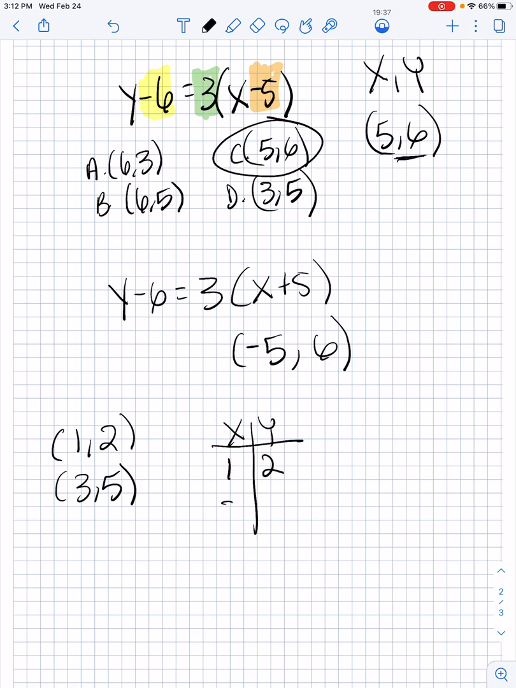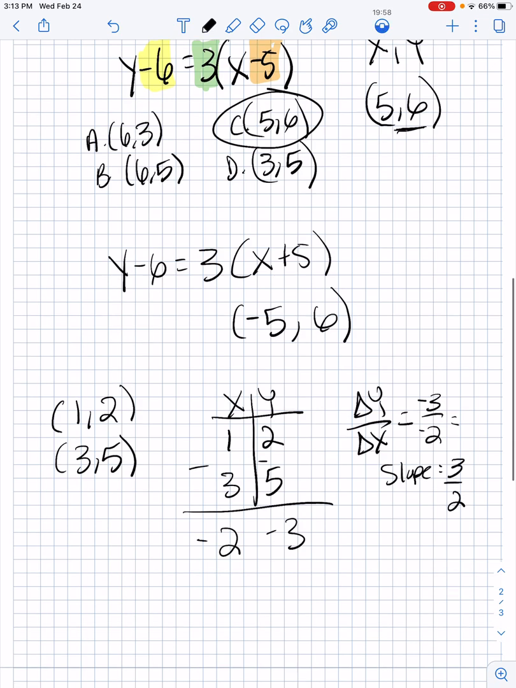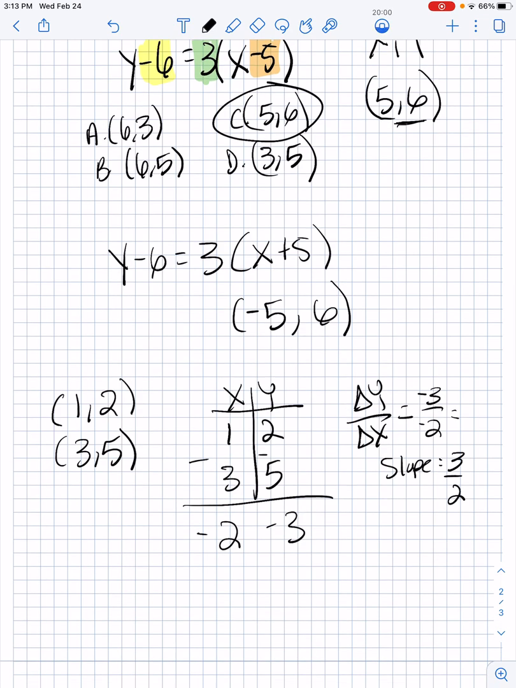So we have our x and y and our 3 and our 5, and we have to subtract down. So 1 minus 3 would give us a -2, and 2 minus 5 would give us a -3. Remember that we write change in y over change in x, so that would be -3 over -2. But remember, it's negative divided by negative, so our slope is 3 over 2. That would be one way to write your answer.